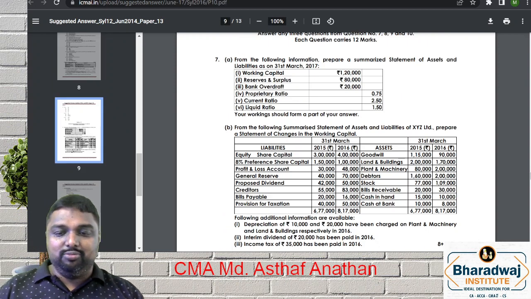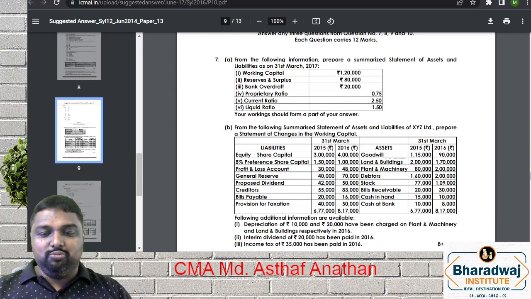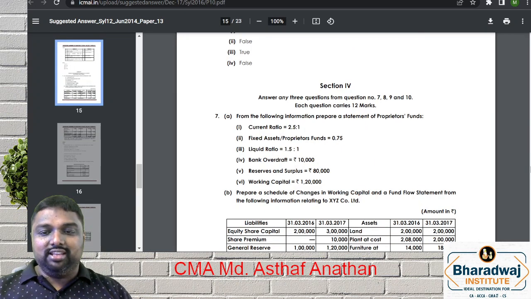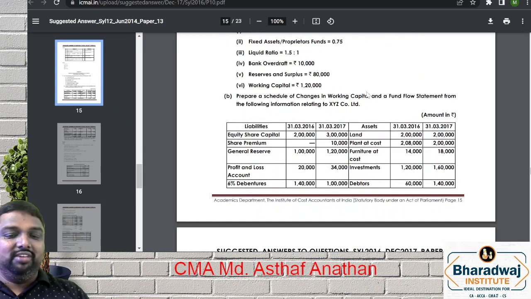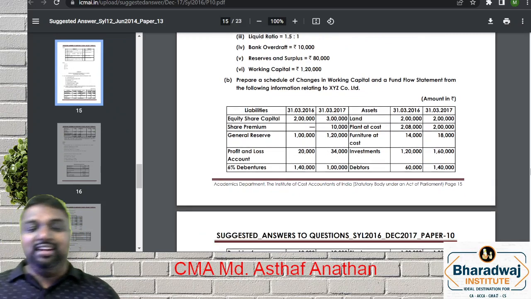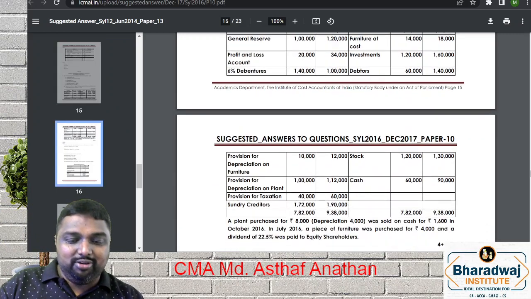Current ratio 2.5, the small change is 2.5 current ratio. Fixed asset to proprietary ratio 0.75. Same question. Reserves and surplus, and they are asking the same. Even statement of changes in working capital. So that means in the previous video we did these two questions, so I am not going to repeat these two questions.